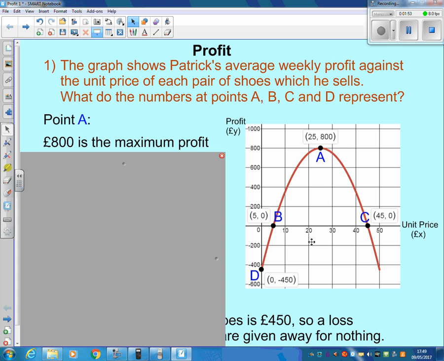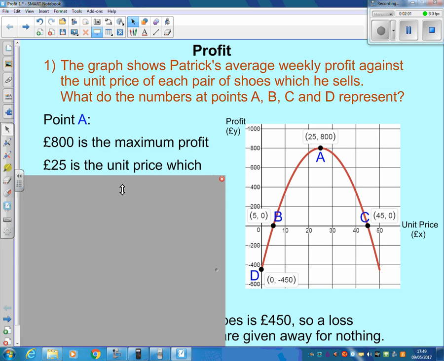The 25 is the X value, the unit price, which is producing that profit. So the £25 is the unit price which produces the maximum profit. It's saying that if he sells each pair of shoes for £25, that way he gets the maximum profit, which is £800.